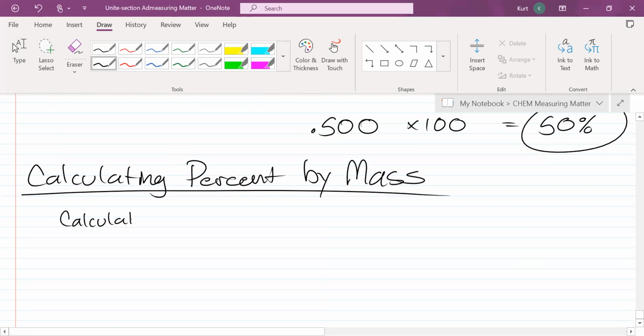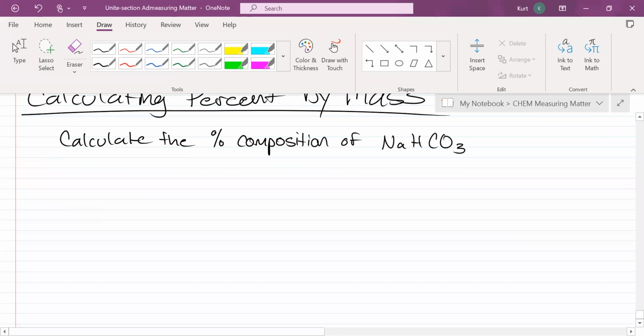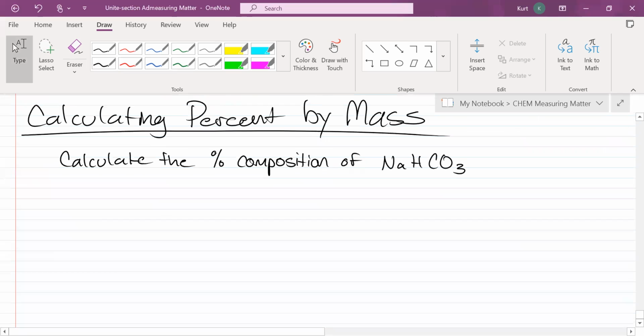Calculate the percent composition of NaHCO3. Okay. So what do you do with this? I'm going to give you the tutorial here, and then we will do another practice problem with calculating percent by mass. So step one, I want you to find out the percent composition, or the percent by mass, of everything in this compound. You have sodium, you have hydrogen, you have carbon, you have oxygen.